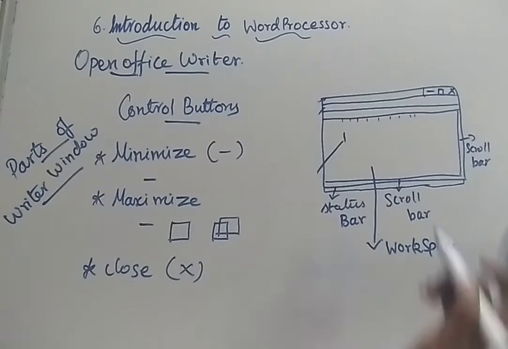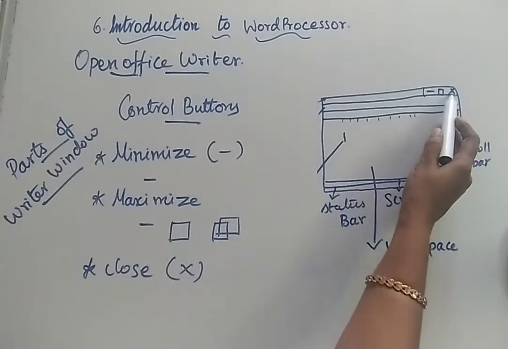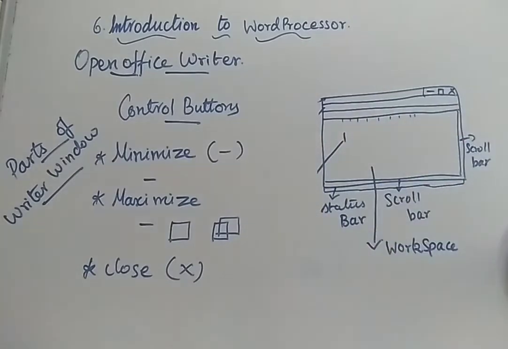So here you are having this one, no? If you click this, this window will be closed for you. So what is this window? Yes, this window is your OpenOffice Writer window. This window will be closed. After closing this one, what will be seen? Yes, the desktop will be seen for you.